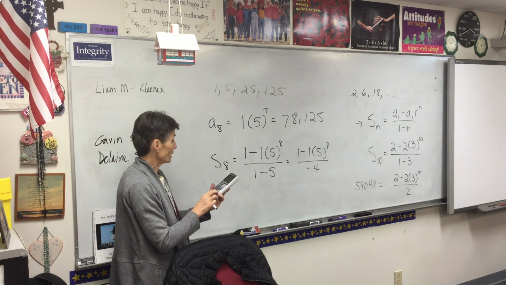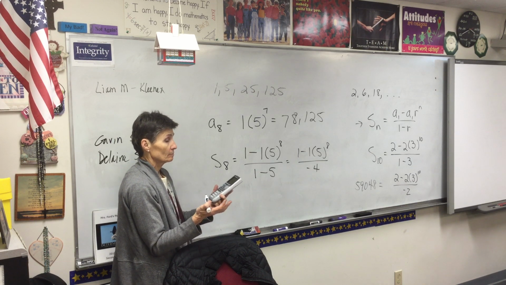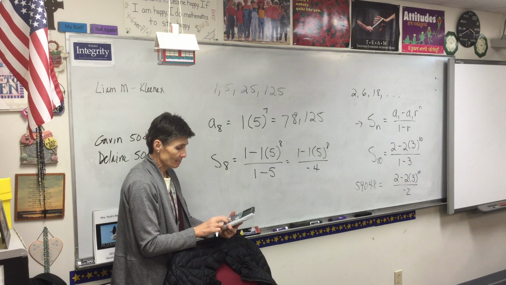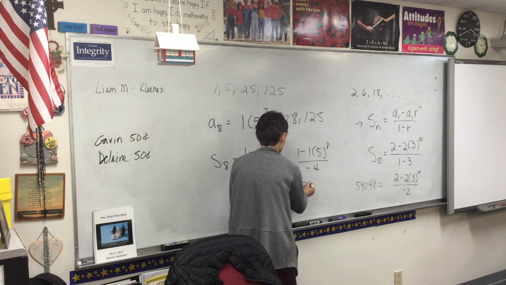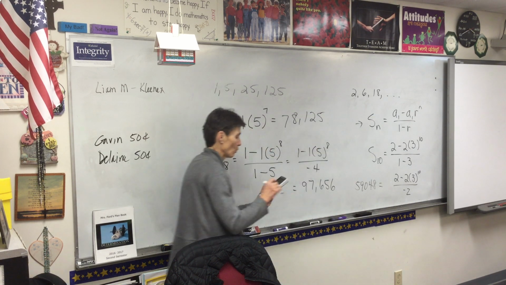Now if you type in exactly what I wrote on top, you're going to be good. 1 minus 1 parentheses 5 to the 8th, equals, I got negative 390,000. And then divided by negative 4. You should get 97,656 as your answer.